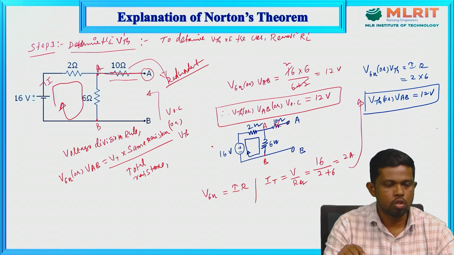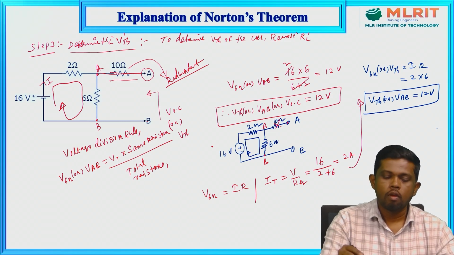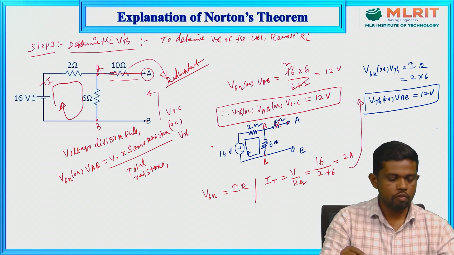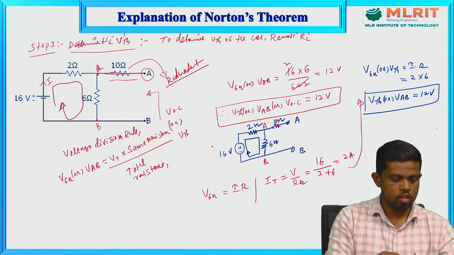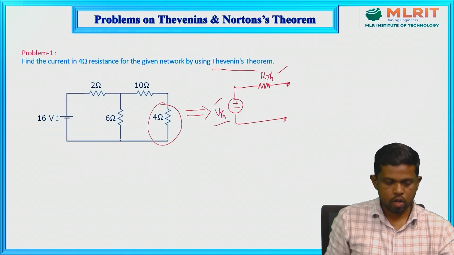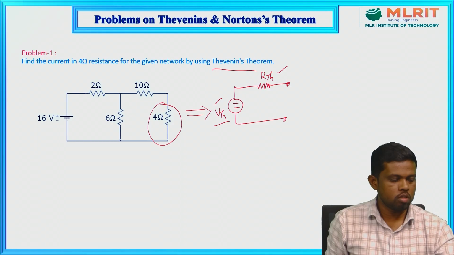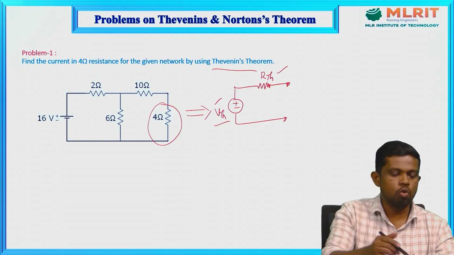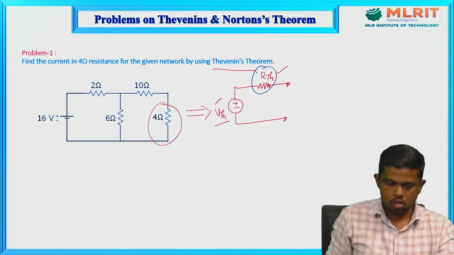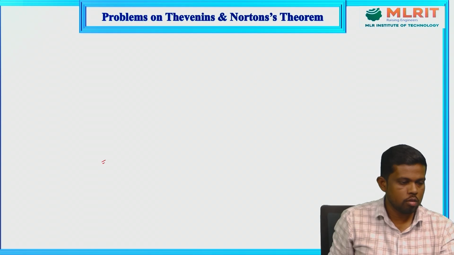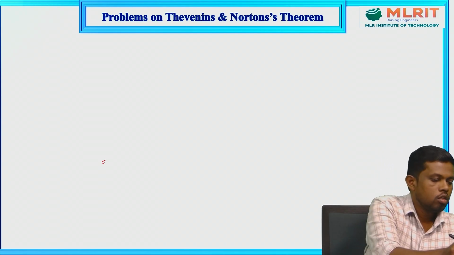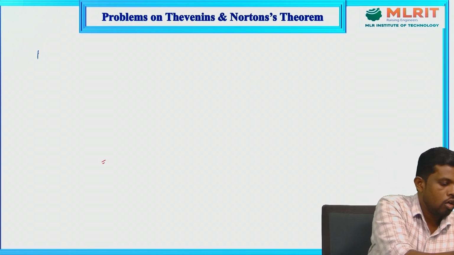This is the procedure to get the Thevenin's resistance value. Thevenin's voltage value, the VTH value, we can get by either this method or this method. So in the network, to get the current through the 4 ohm resistor, we have determined the VTH. Then we will go through the RTH of the network. There is a procedure to get the RTH of the circuit. That is step number 2.